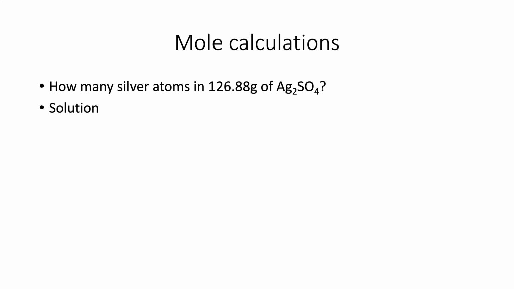I'm going to go ahead and go through this, but if you want to hit pause and try it on your own, knock yourself out. I'll wait just a couple of seconds before I start. You can hit pause at any time, obviously, and try it on your own. All right, so we want the units to be Ag atoms, because the question is silver atoms, so we want just the Ag. And we're starting with the 126.88 grams of Ag2SO4, so we set up the problem like this.